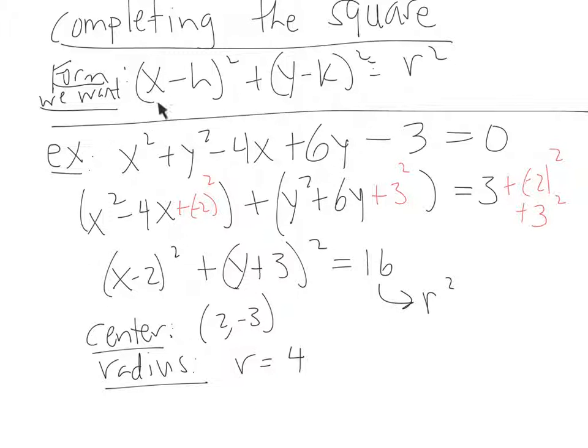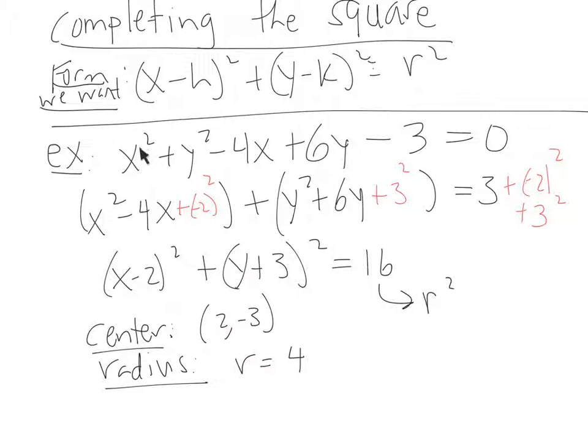Now remember, this form, x minus h squared plus y minus k squared equals r squared. So this is not my radius, but my radius squared. Okay. So my radius will be 4, because I have to take the square root of this. And then my h is 2, and my k is minus 3. So my center is (2, minus 3), because I have a y minus a minus 3 there, that y plus 3. Okay. So that's how we complete the square.